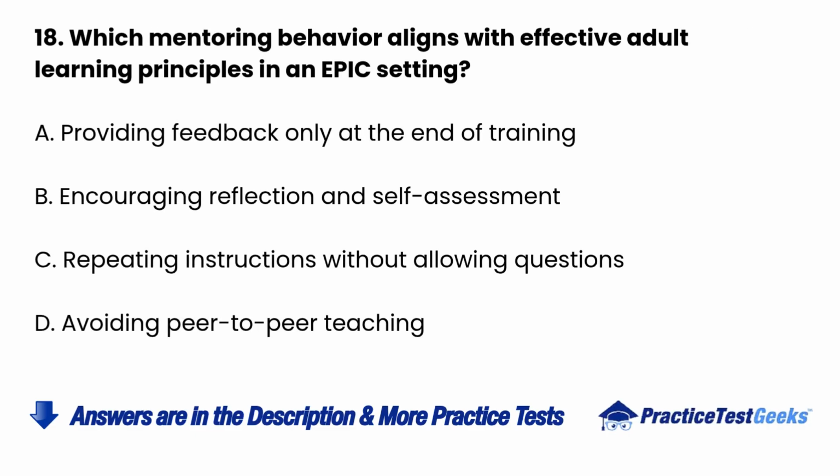18. Which mentoring behavior aligns with effective adult learning principles in an EPIC setting? A. Providing feedback only at the end of training. B. Encouraging reflection and self-assessment. C. Repeating instructions without allowing questions. D. Avoiding peer-to-peer teaching.